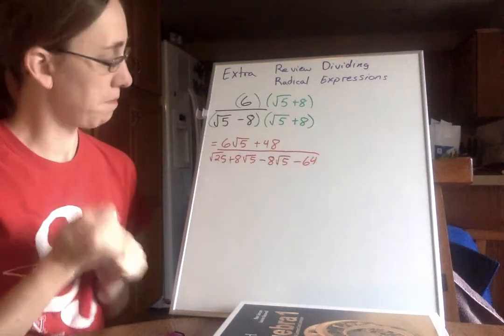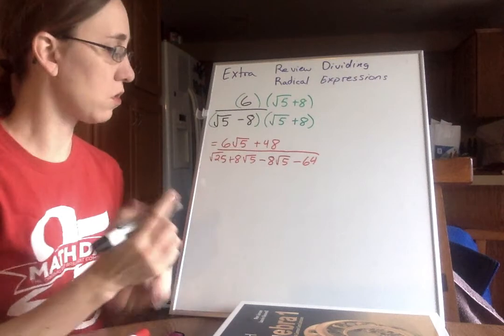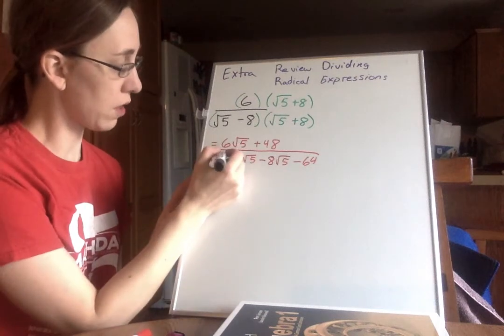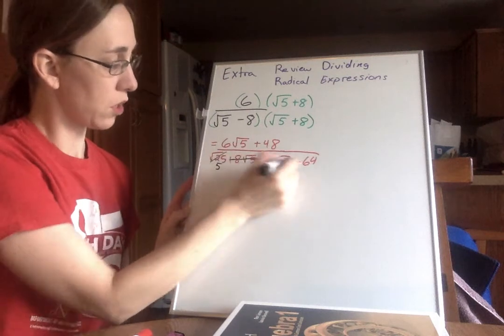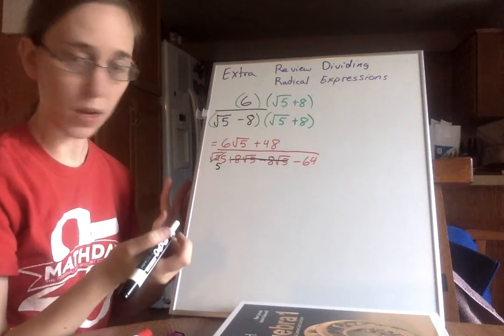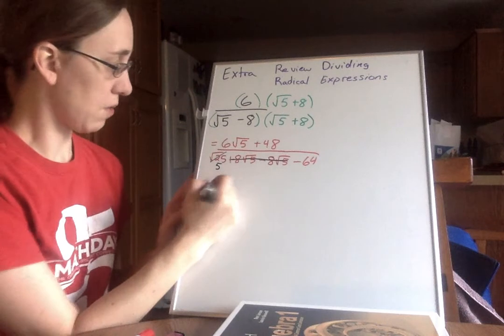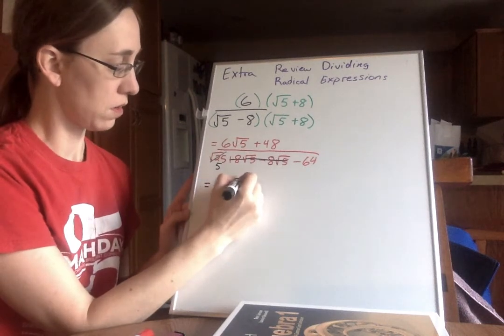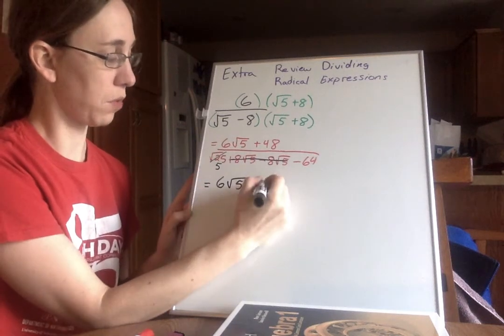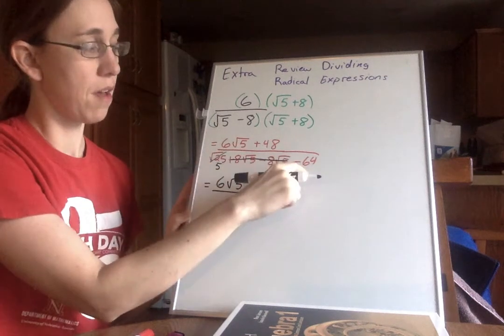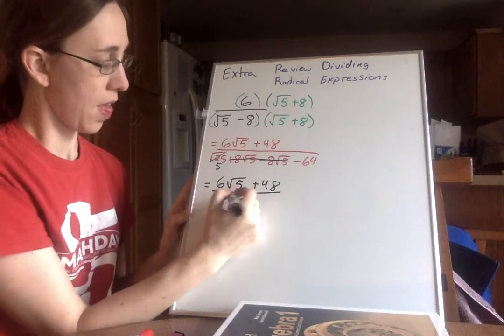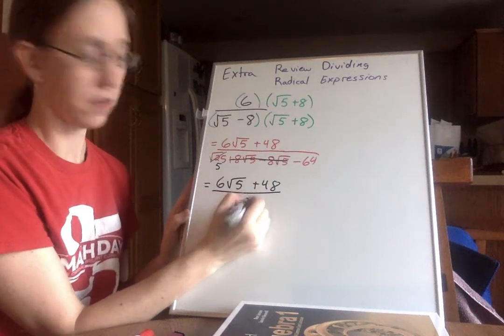So in the top, nothing's going to combine. We just have those two terms. In the bottom, square root of 25, well, that's just 5. These two middle terms cancel out just like we were hoping. So now we can see where we can go. 6 square root of 5 plus 48 stays on the top. On the bottom now I have 5 minus 64. That is a negative 59.